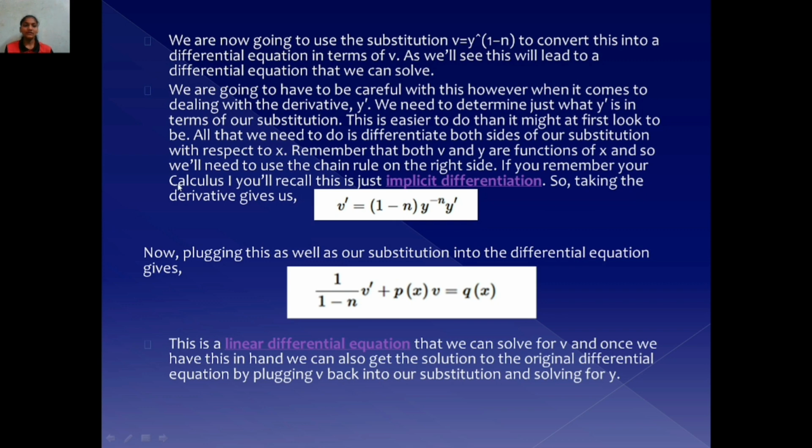So taking the derivative gives us v dash is equal to 1 minus n multiplied with y to the power minus n y dash. Now plugging this, as well as our substitution, into the differential equation gives 1 by 1 minus n v dash plus p of x v is equal to q of x. This is a linear differential equation that we can solve for v, and once we have this in hand, we can also get the solution to the original differential equation by plugging v back into our substitution and solving for y.